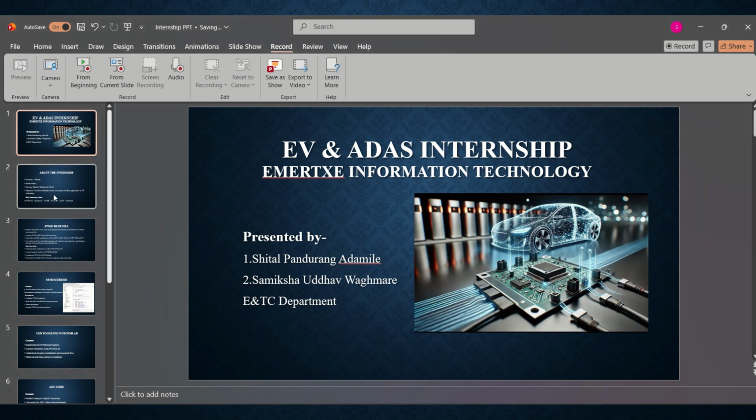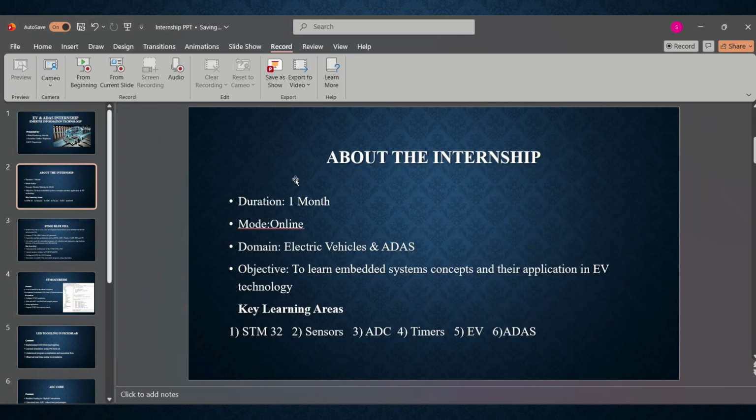About the internship. This internship was conducted for 1 month in online mode. The main domain of this internship was electric vehicles and ADAS. The primary objective was to understand embedded systems and how they are used in electric vehicles. The important learning areas included STM32 Blue Pill microcontroller, sensors, analog to digital converter ADC, timers, electric vehicle technology, advanced driver assistance systems. This internship combined both theory and practical implementation, helping me improve my programming and embedded system skills.